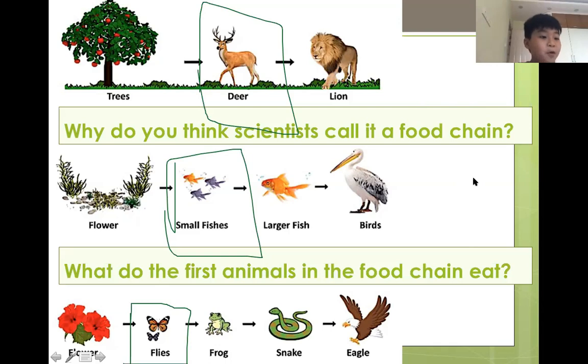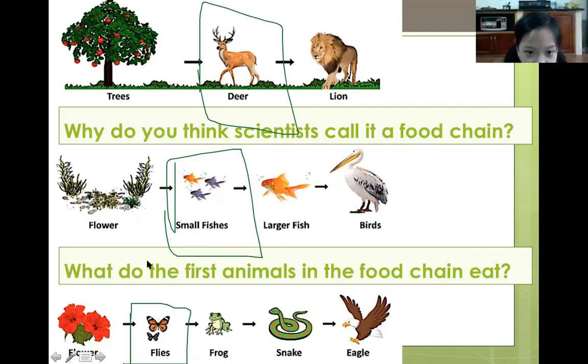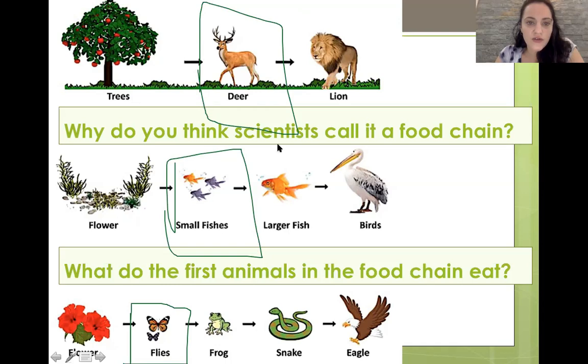They need food. What food? What do the first animals in the food chain eat? Eat the flower. Yeah, they eat flowers. What else do they eat? Rosie, what do the first animals in the food chain eat? What are all of these that they eat?